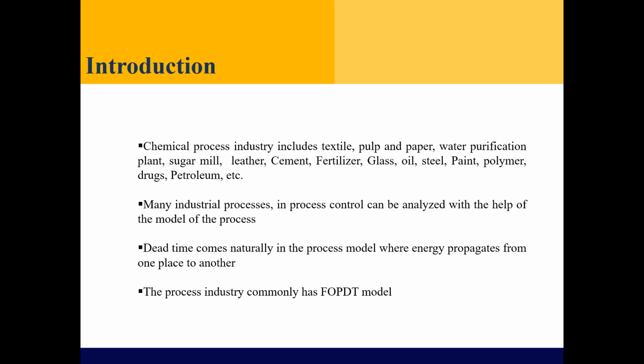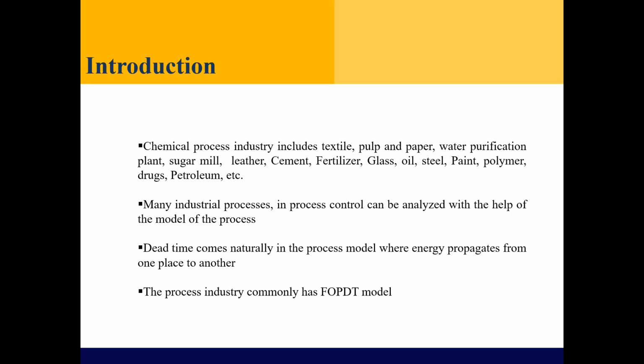Many industrial processes in process control can be analyzed with the help of a model of the process, because the actual process transfer function is not known and identification techniques are very difficult. Here dead time comes naturally in the process model, where energy propagates from one place to another. So the presence of dead time is very common in these industries, and most processes can be modeled with the help of the FOPDT model, which is the first order plus delayed time model.